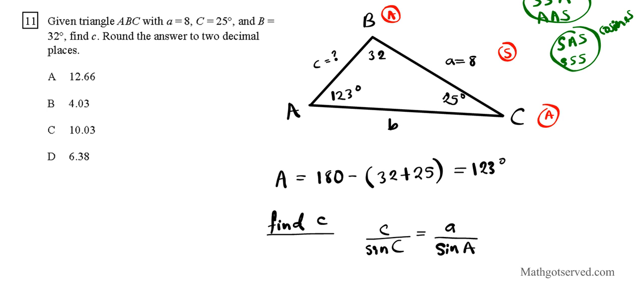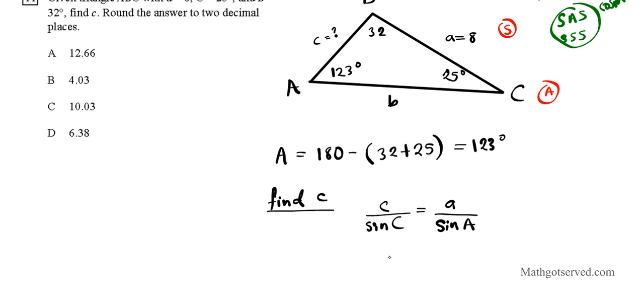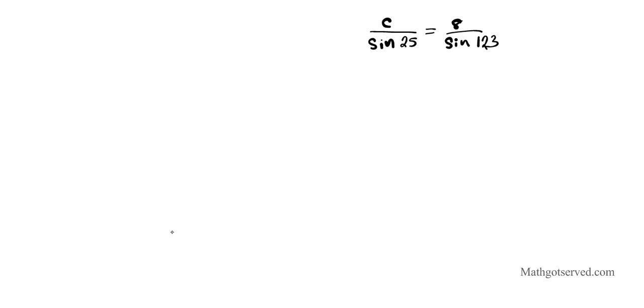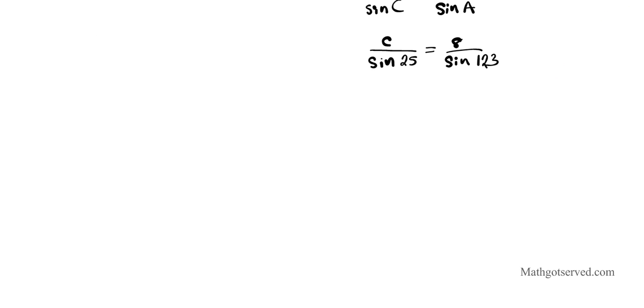Let's go ahead and substitute and solve for little c. So little c is unknown over sine big C, which is 25, equals little a, which is 8, over sine big A, which is 123. Now let's get little c by itself. We'll multiply both sides by sine 25. So sine 25 on the left and sine 25 on the right. This divides out, and we're going to end up with little c equals.